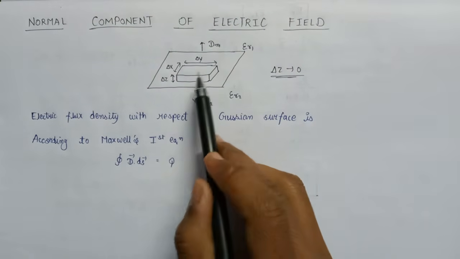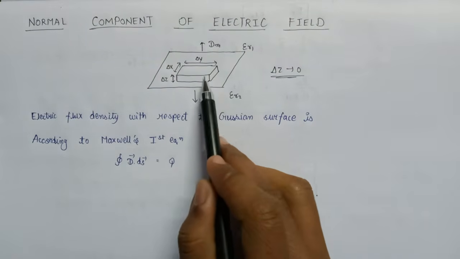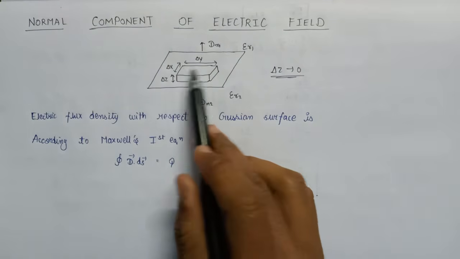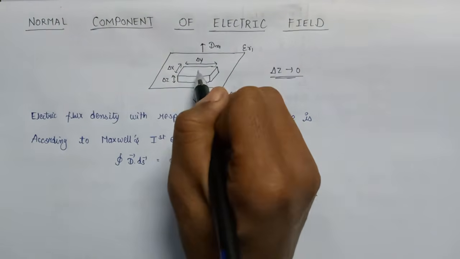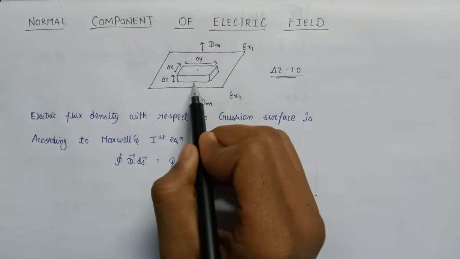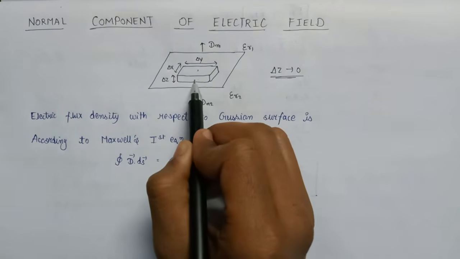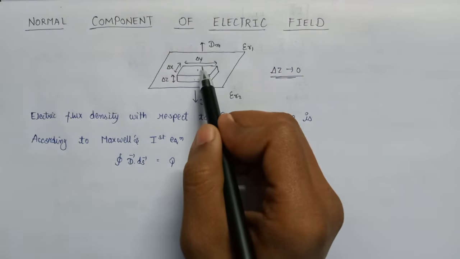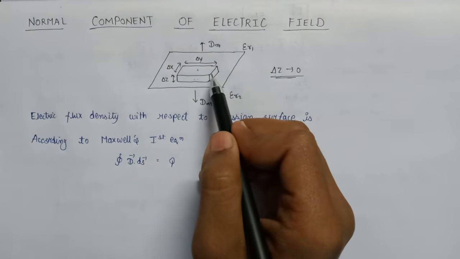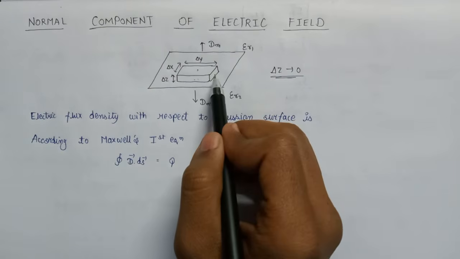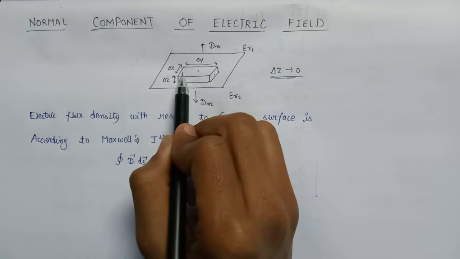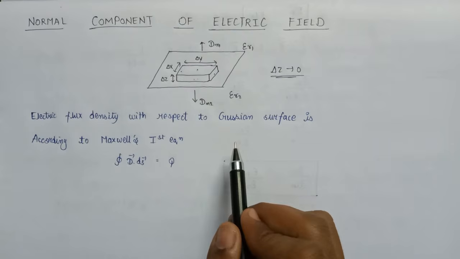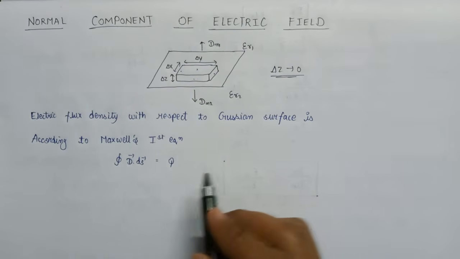So if we consider this Gaussian surface, then here are the 6 faces of this surface. This is the top surface, and in the bottom here is the bottom surface. This is the front surface, and in the backward direction there is the back surface, and here is the right surface and here is the left surface. So the total number of surfaces is equal to 6.